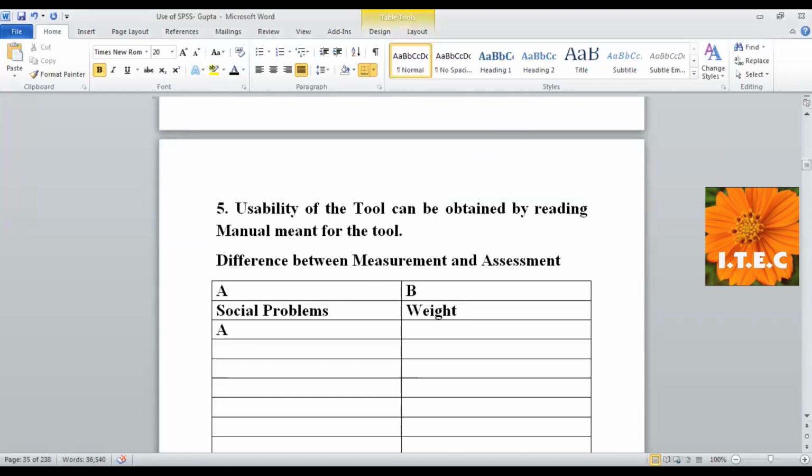Here I am saying achievement in Hindi. Here I am saying head circumference. So the social problems and achievement in Hindi will have something common, and weight and head circumference will have something common.